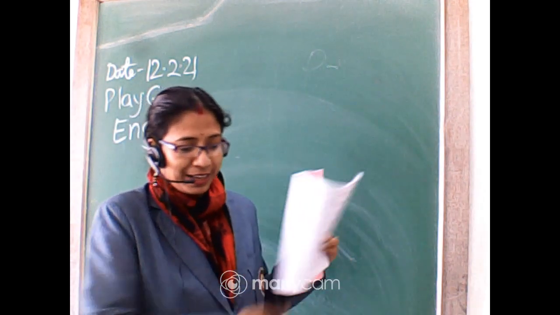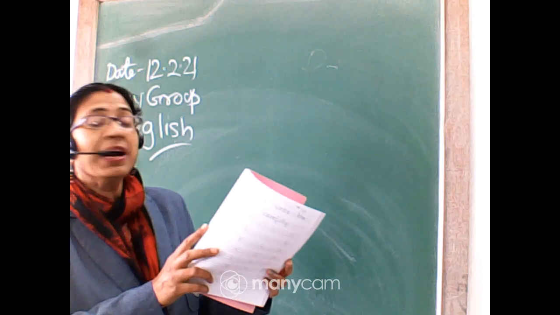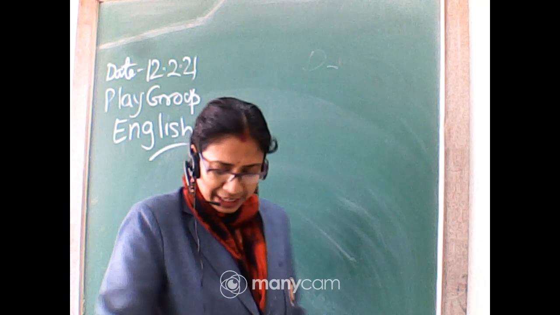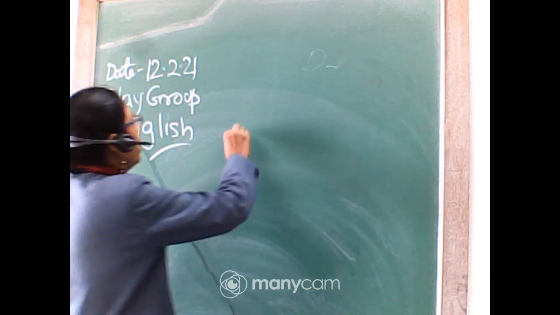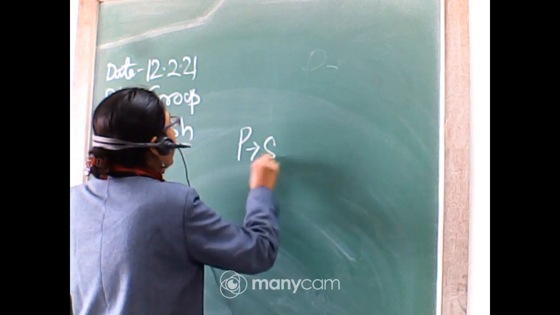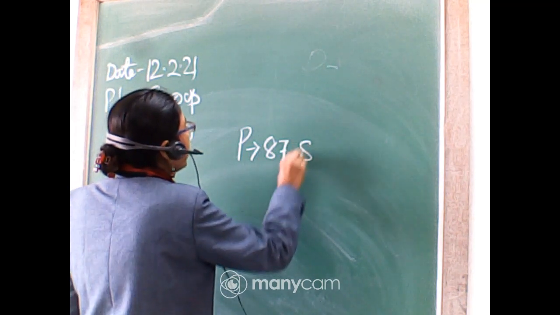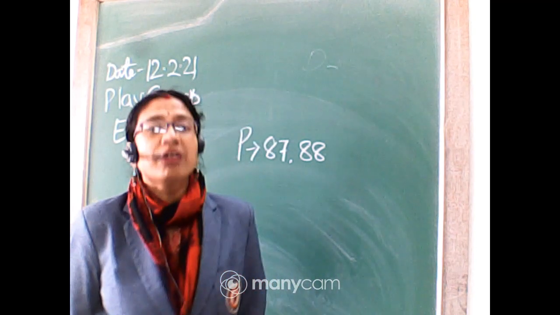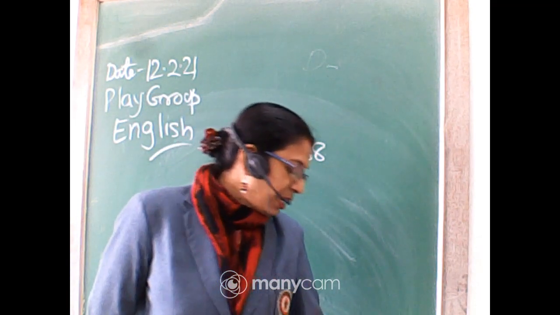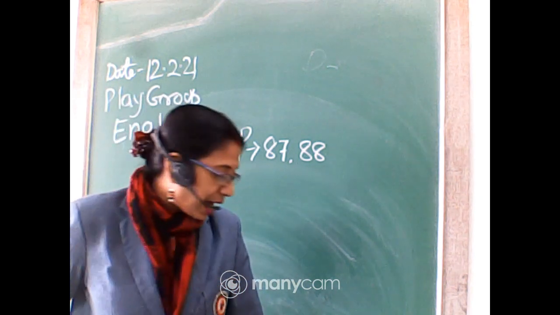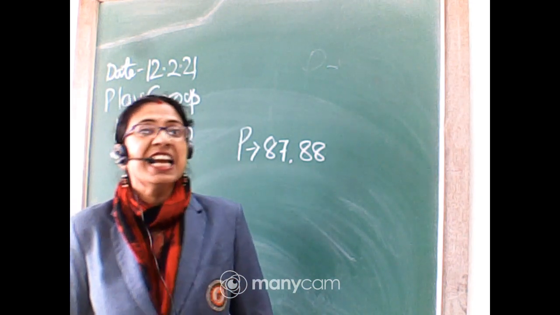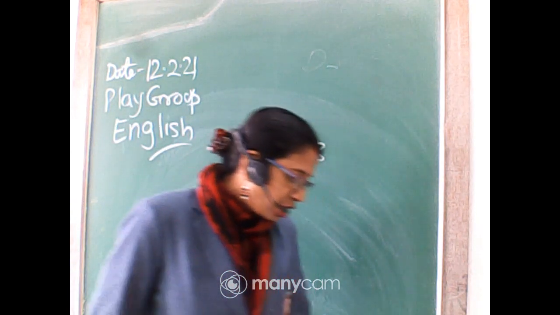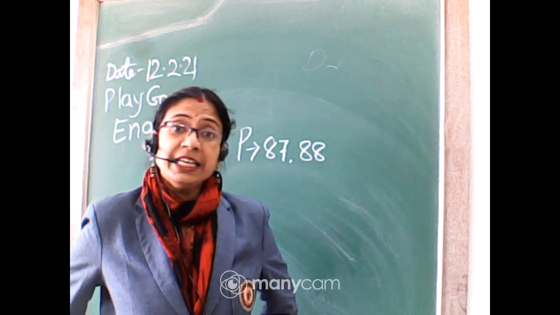Now open this page, page number 87 and 88. So at first join the dots in page number 87, then color the K in red color, and also join the dots on page number 88.